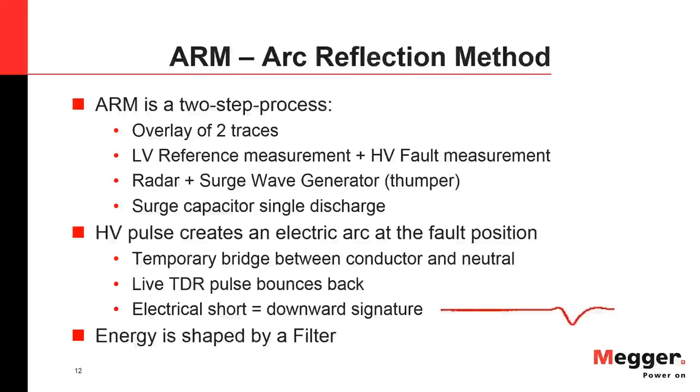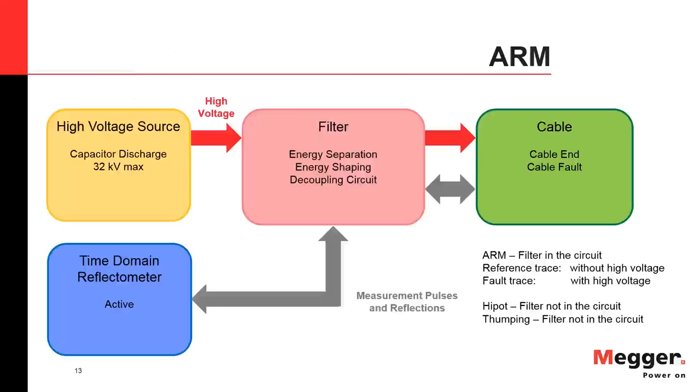And in terms of equipment, back to our slide, our high voltage source now is the capacitor discharge, 32 kV max. You have the filter, and the TDR is active. So the cap discharge is happening through the filter into the cable. The TDR is sending out the measurement pulses and is measuring the reflections.